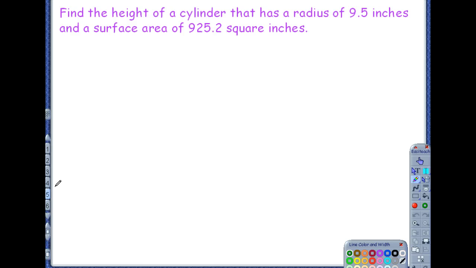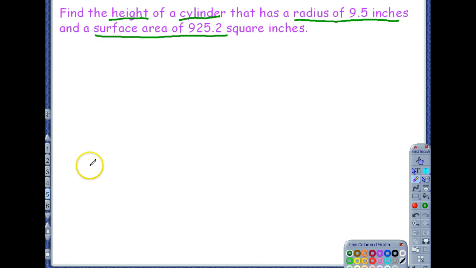Find the height. Ooh, this one's different. We're not finding surface area here. Find the height of a cylinder. So that's talking about distance between bases. That has a radius of 9.5 inches and a surface area of 925.2 square inches. Okay. So here's the deal. We need to find a different piece in our formula.